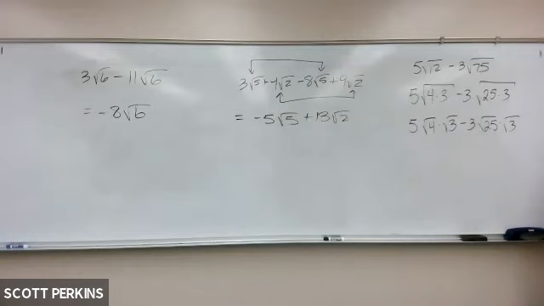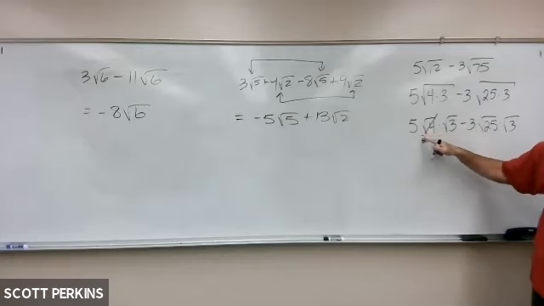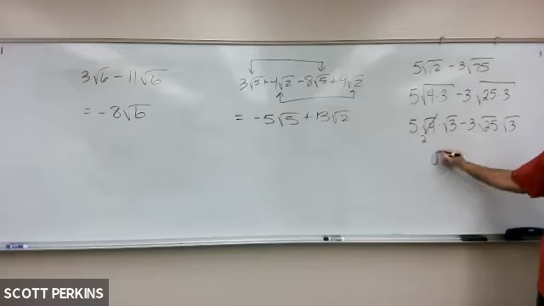And then here we go. What's the square root of 4? 2. Okay, so I'm just going to cross out the 2. What's 2 times the 5? That was already outside the radical. So I got 10 square root of 3.